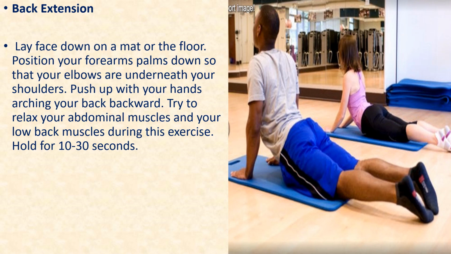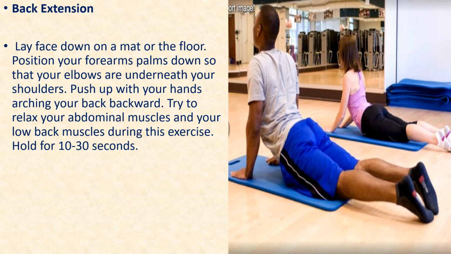Back extension. Lay face down on a mat or the floor. Position your forearms palms down so that your elbows are underneath your shoulders. Push up with your hands, arching your back backward. Try to relax your abdominal muscles and your low back muscles during this exercise. Hold for 10 to 30 seconds.